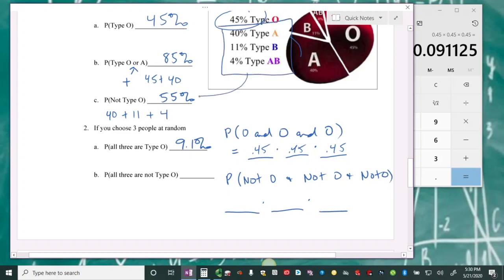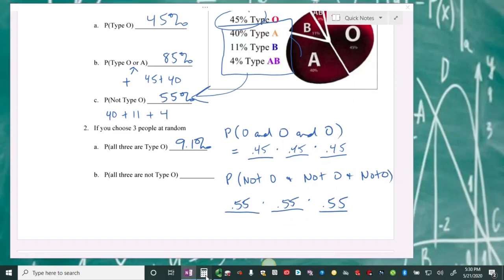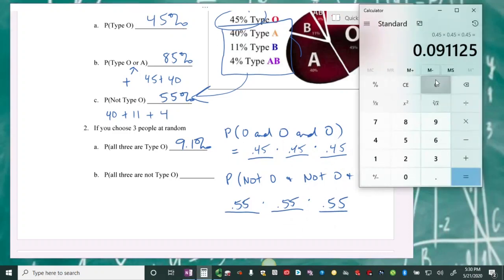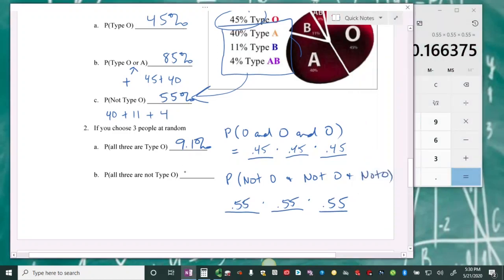To not be an O, that means they're one of the other three types. We've already done the probability that one person isn't type O, and that's 55%. So each of the people has a 0.55 chance of being a type other than type O. To come up with my answer here, I want to type in 0.55 times 0.55 times 0.55. And we end up with 16.6%. So I get a 16.6% chance.